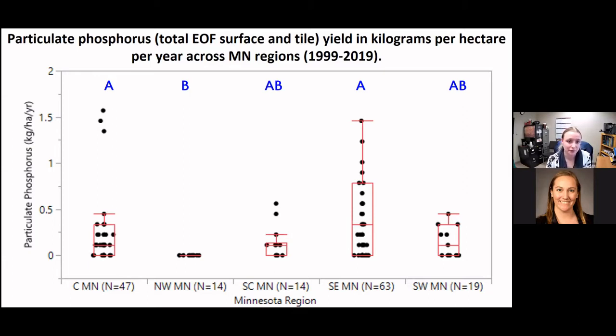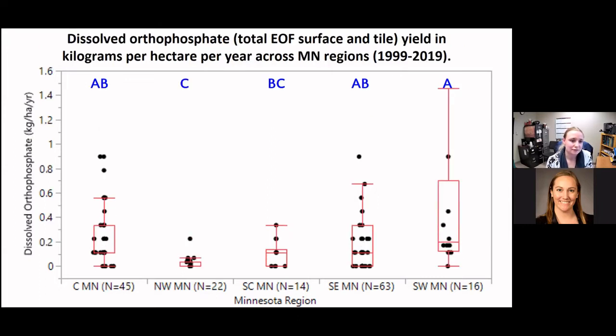So is Southeast Minnesota with the highest data distribution here, as well as Central Minnesota. That one is statistically different from the rest of the data as well, along with Southeast Minnesota. But we do have, as you can see, those 3 outlier dots. If you ever see dots above a box plot, those are outliers from the main data distribution. All right, so seeing some variability with particulate phosphorus, but not quite as much as dissolved orthophosphate.